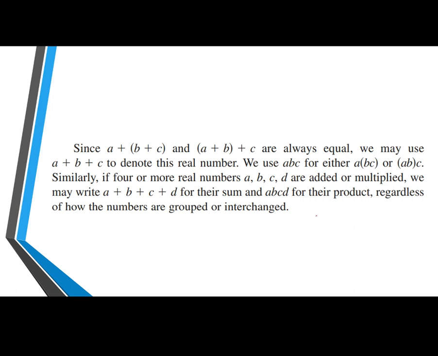Since A plus B plus C and A plus B plus C are always equal, we may use A plus B plus C to denote this real number. So we use ABC for either A times BC or AB times C. Similarly, if four more real numbers, A, B, C, D are added or multiplied, we may write A plus B plus C plus D for the sum and ABCD for the product, regardless of how the numbers are grouped or interchanged. So the distributive properties are useful for finding products of many types of expressions involving sums.